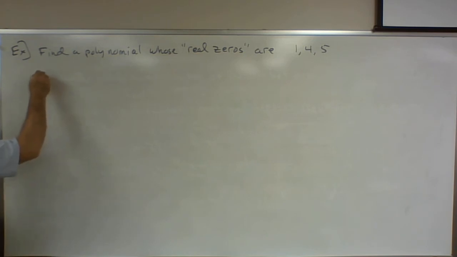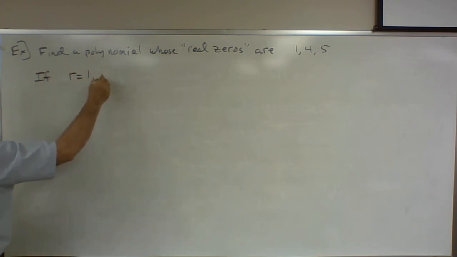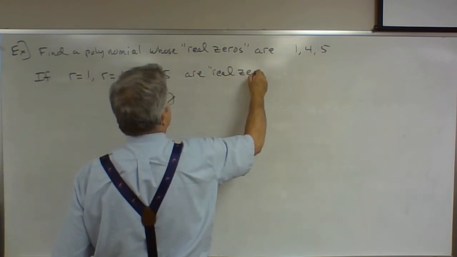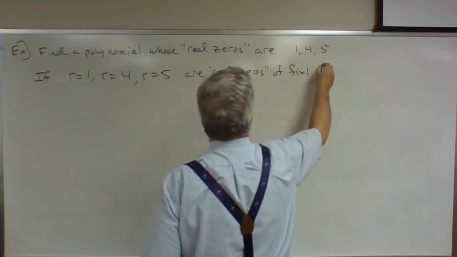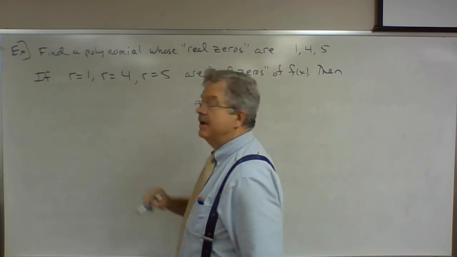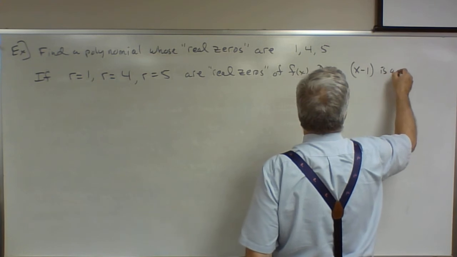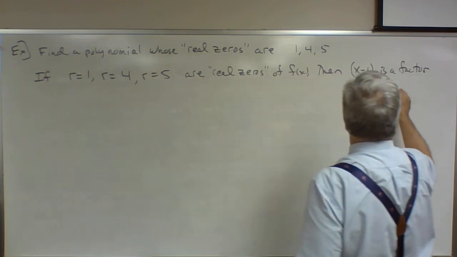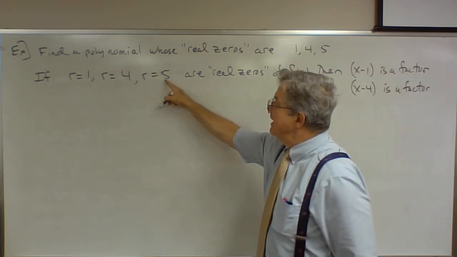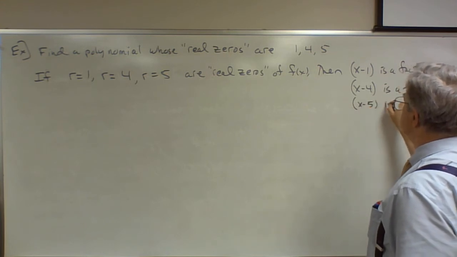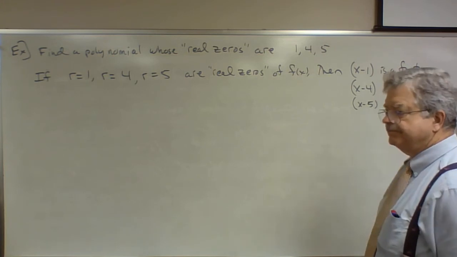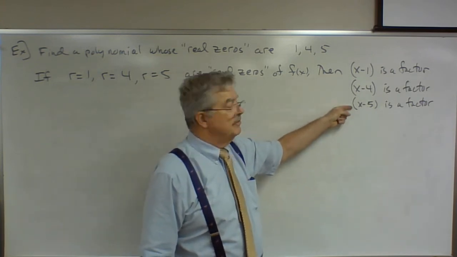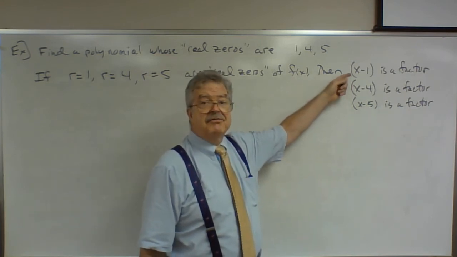We recognize this fact. If r equal 1, r equal 4, and r equal 5 are real zeros of f of x, then x minus 1 is a factor. x minus 4 is a factor. And x minus 5 is a factor. What's the simplest polynomial that we could construct that has these three things as factors? Just the product of these things, right?